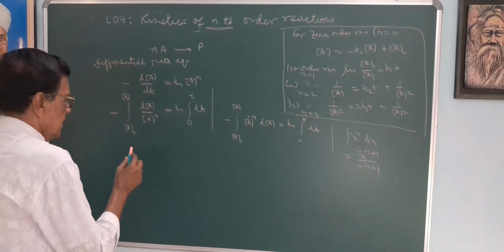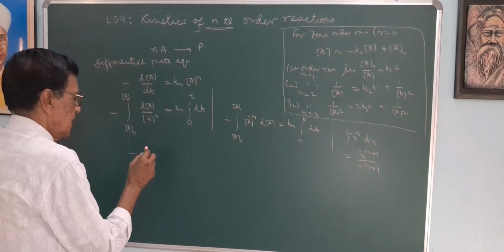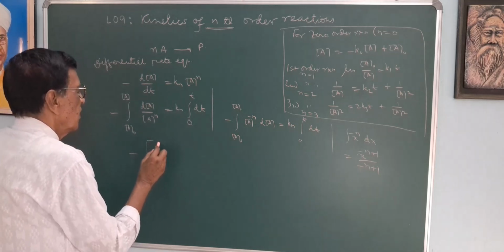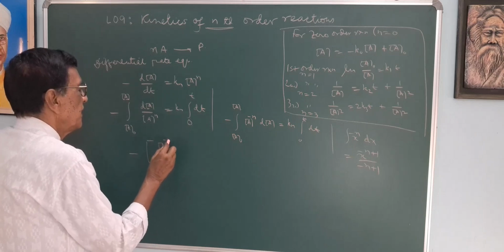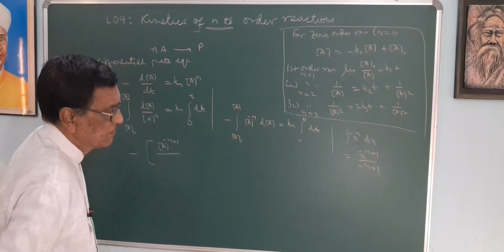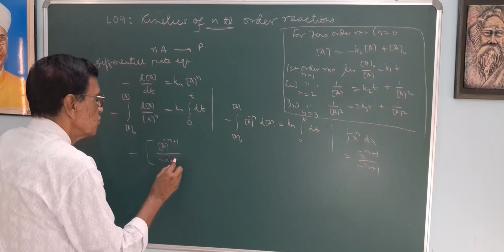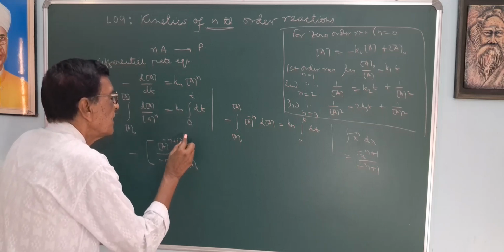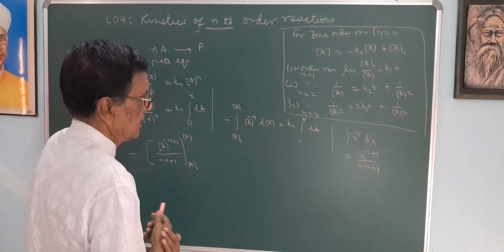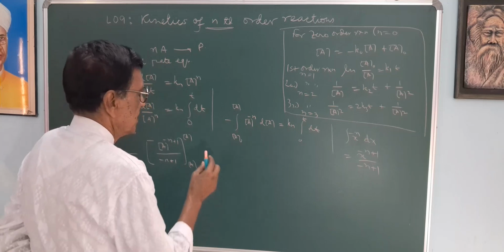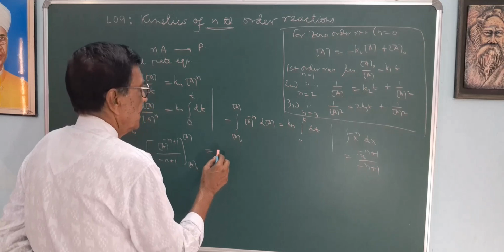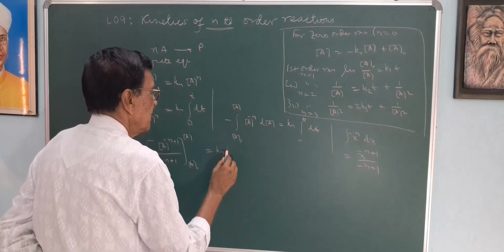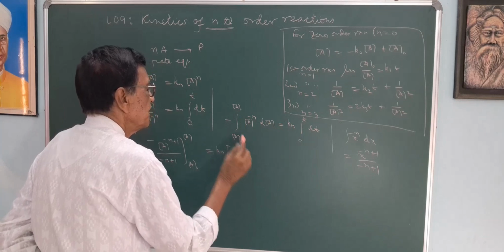So this will be minus concentration of A to the power minus n plus 1 divided by minus n plus 1, and the limit is A0 and A, and this is equal to Kn, and here integration of T from 0 to T.